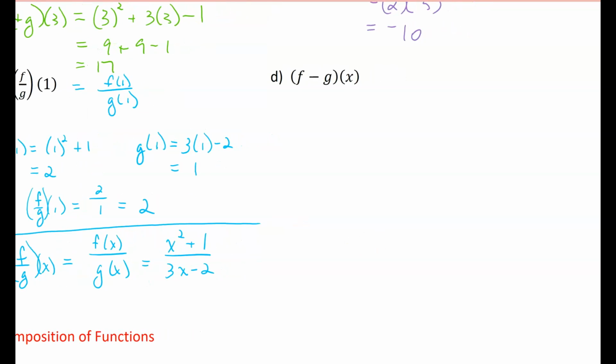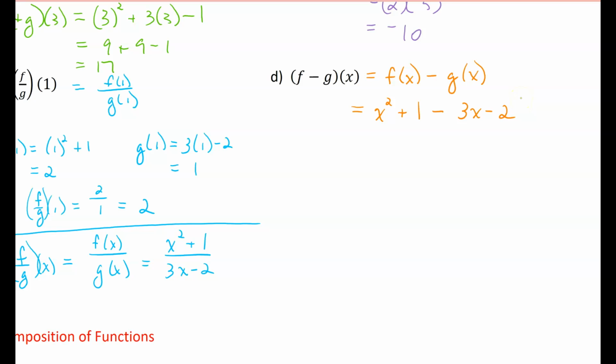Last one here. This is an f minus g of x. So they're not actually asking us to evaluate this one. We're just straightforward using it with x and going to simplify it. So again, this is the same thing as f of x minus g of x. And f of x is x squared plus 1 minus g of x, which is 3x minus 2.